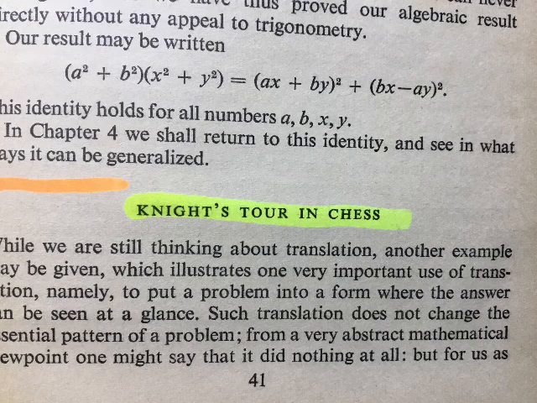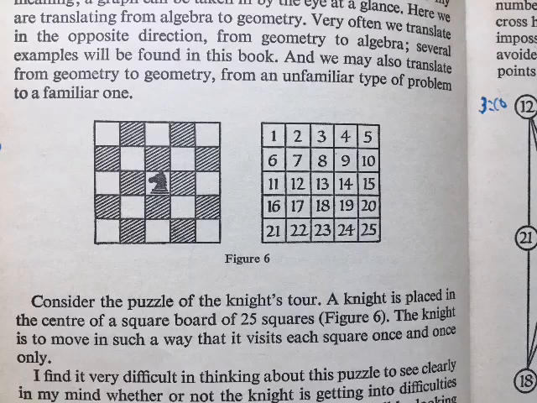Knight tour in chess. While we are still thinking about translation, another example may be given, which illustrates one very important use of the translation, namely, to put our problem into a form where the answer can be seen at a glance. Such a translation does not change the essential patterns of the problem. From various abstract mathematical viewpoints, one might say that it did nothing at all. But for us as human beings, it is most valuable since it changes the unfamiliar into the familiar.